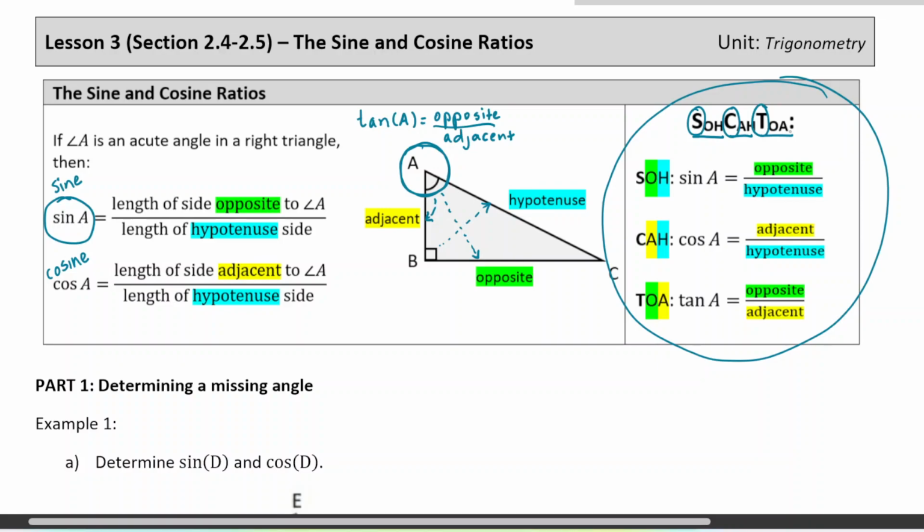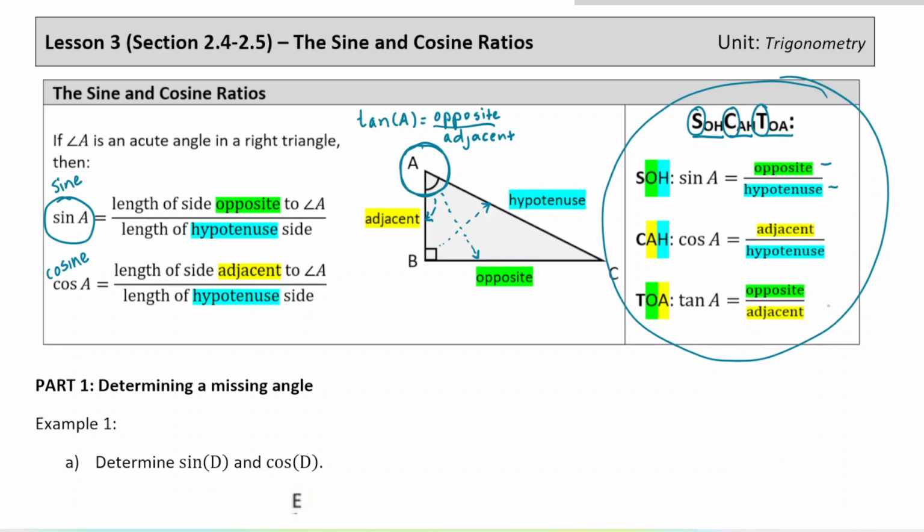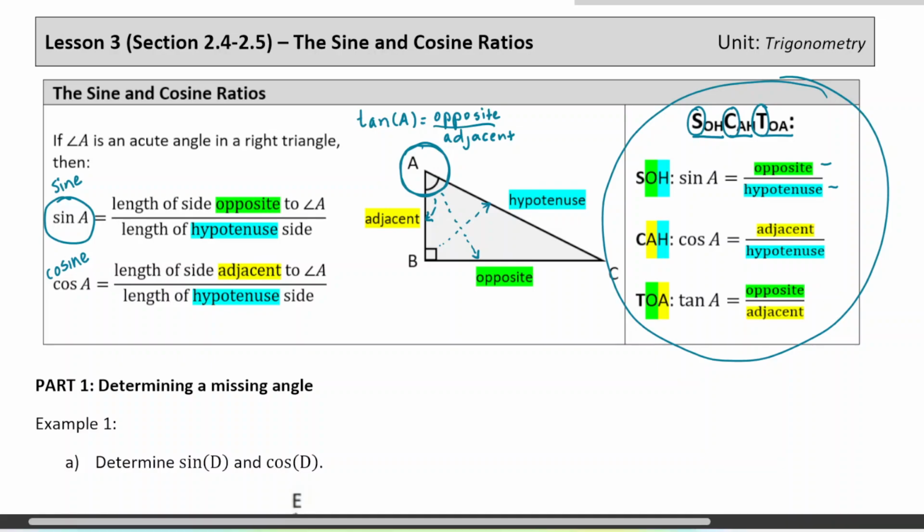So notice that in SOH, the O and the H tell you that it's opposite over hypotenuse. The first letter is on top and the second letter is in the denominator on the bottom. Next is CAH, so it would be A over H. And then TOA, O over A. On a quiz or something, I would recommend writing SOHCAHTOA at the top of your page, and then you can remember all the formulas just like that.